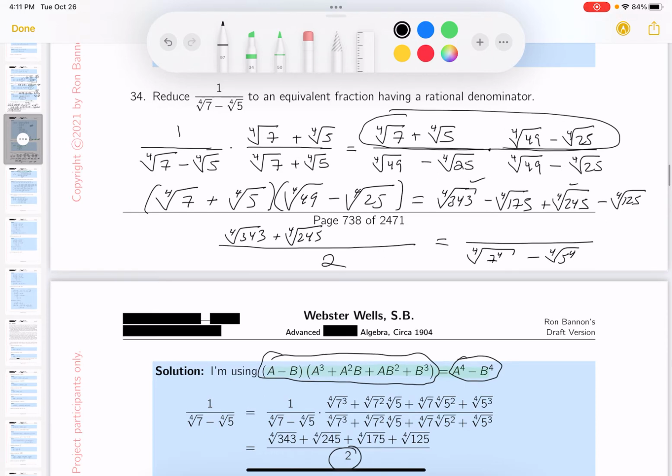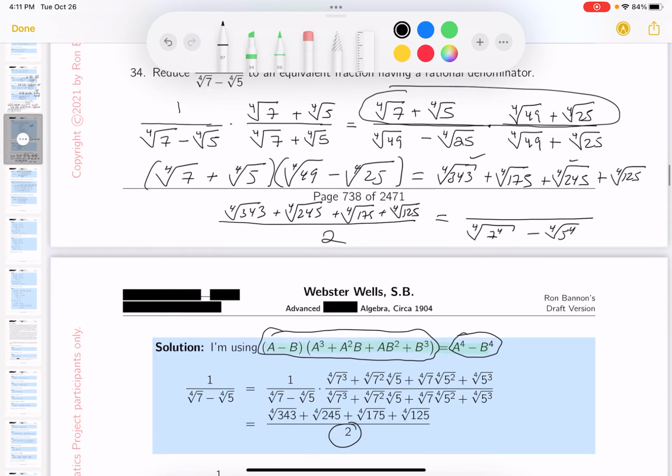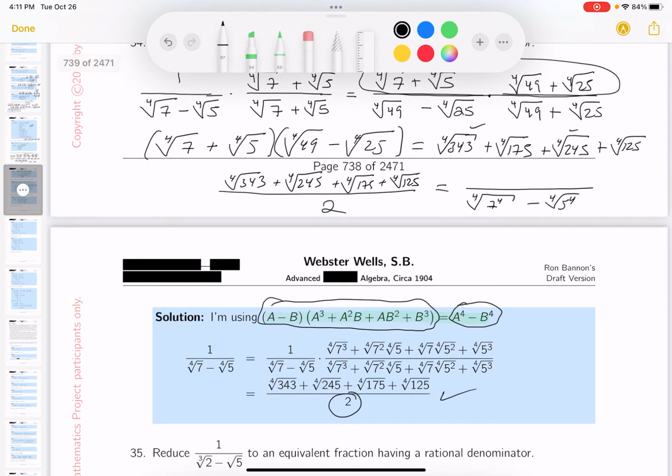Oh, I'm sorry. I made a mistake over here. This is plus plus. Sorry about that. I just noticed it. And that's important. I noticed those things. All right, so I made a correction. Please make note of that. So plus the 4th root of 175 plus the 4th root of 125. All right, and we're getting the same answer. There's no error in the work over here.